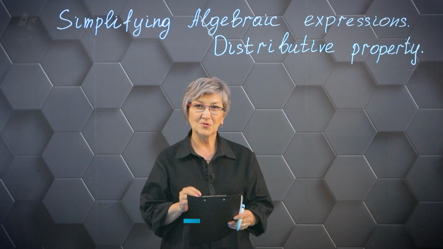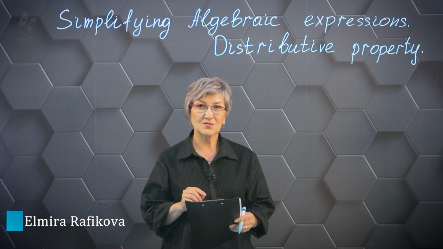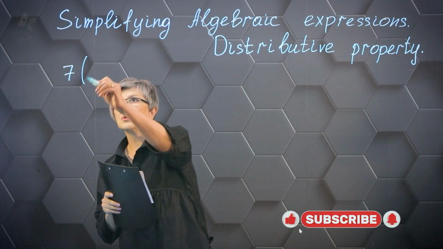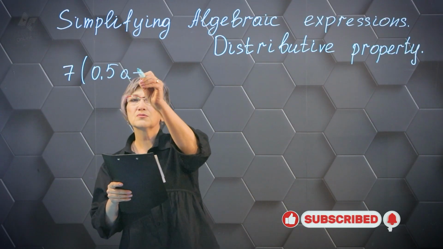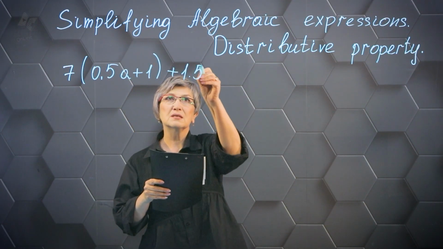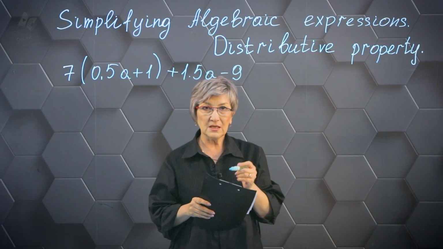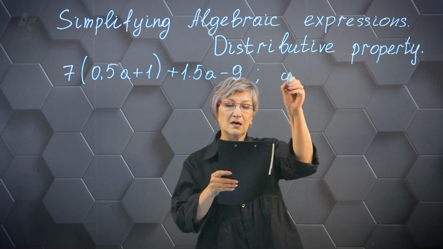Hello! In today's lesson, we will solve an example where we will apply the distributive property. The example looks like this: 7 multiplied by (0.5a plus 1) plus 1.5a minus 9. In this task, you need to find the value of the expression if a is minus 0.80.